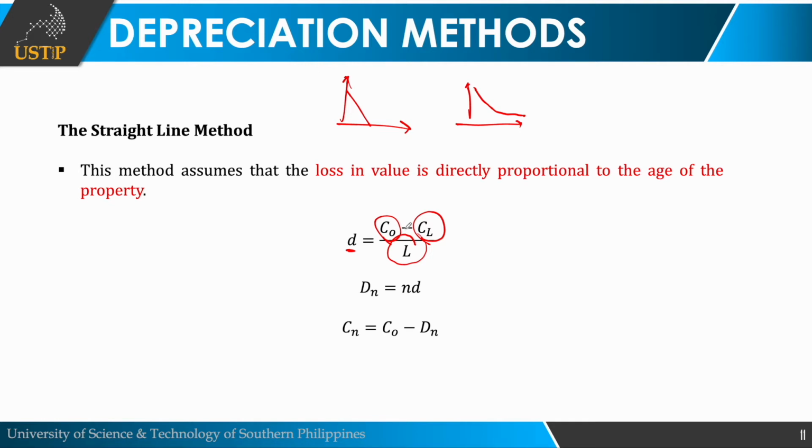That's your annual. And then what is now the depreciation up to n years? So your annual, you multiply by n. For example, after 5 years, what would be the accumulated depreciation? Of course, 5 times the annual. And then the book value after n years, original cost class minus the depreciation, how much was deducted from the original cost. So that is your book value.